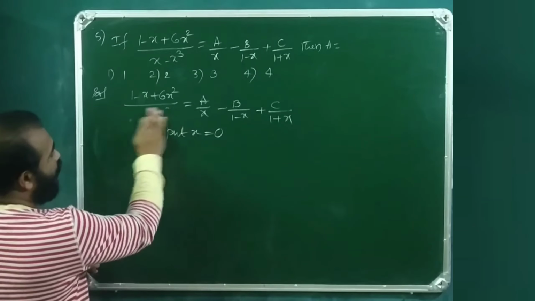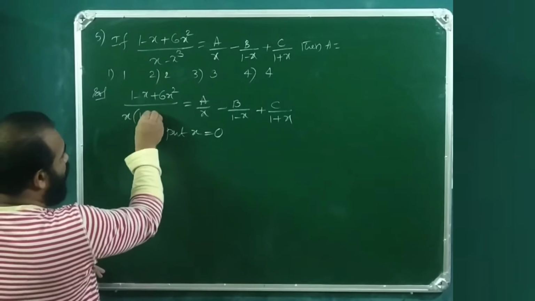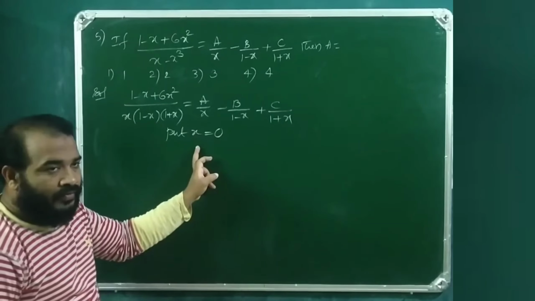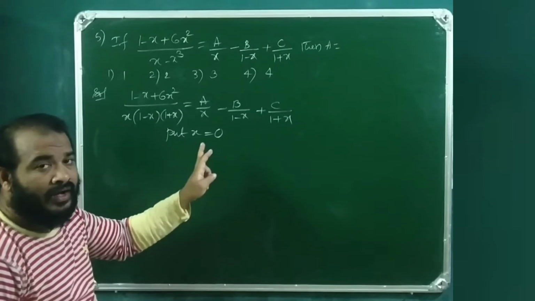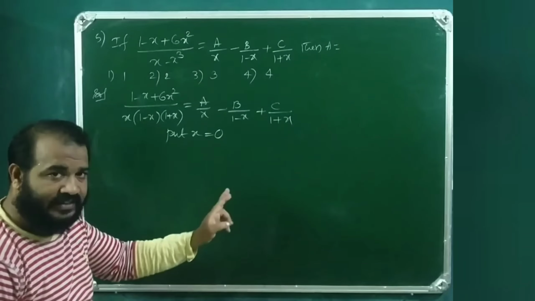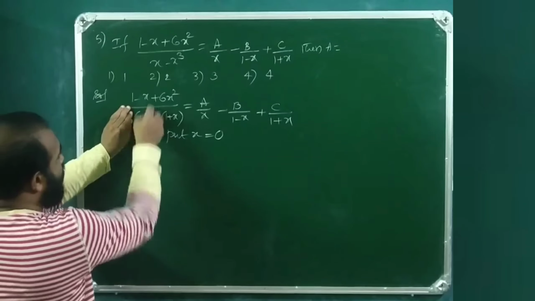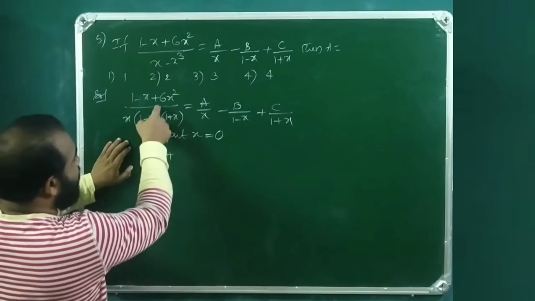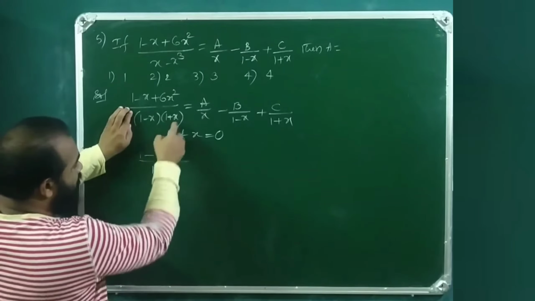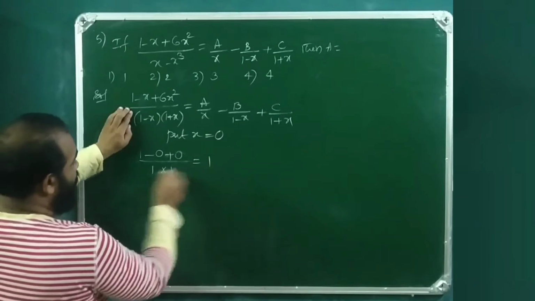Now, this x minus x cube, if you take x common, then we'll get 1 minus x square. So 1 minus x into 1 plus x. Now, x equals 0, we have to substitute in the LHS, wherever you have x, you substitute 0 in the place of x, covering this. Now, 1 minus 0 plus 6 into 0 square is 0 by 1 minus 0 is 1, 1 plus 0 is 1. So this is 1.